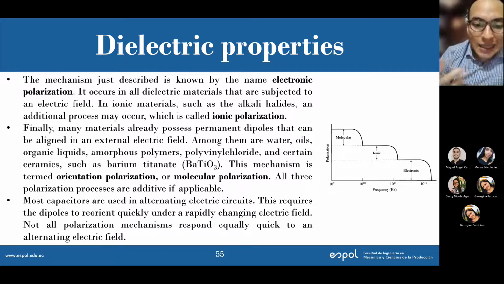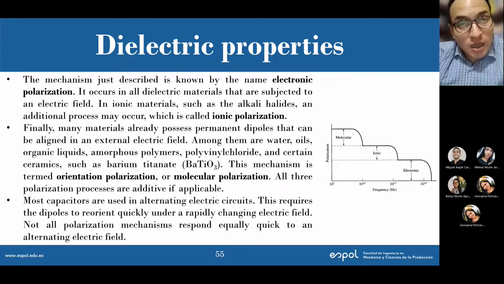So that is actually called, to give it the full name, electronic polarization, because the cloud of electrons becomes polarized relative to the nucleus. That actually happens in all dielectric materials that are subjected to an electric field.